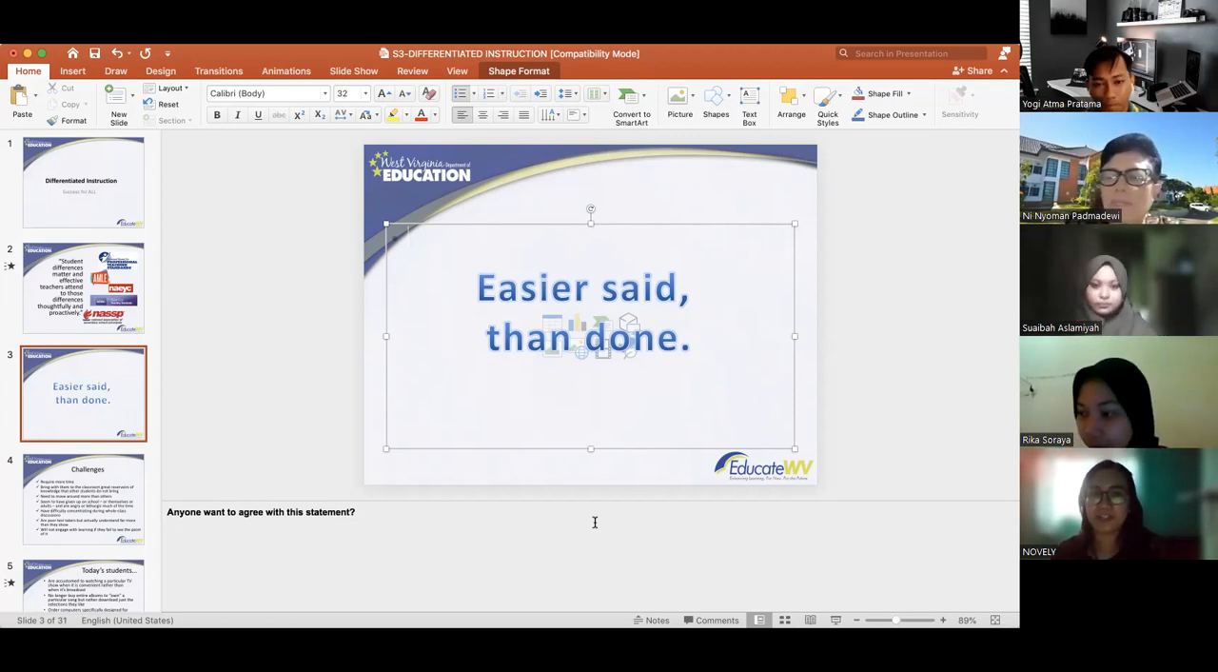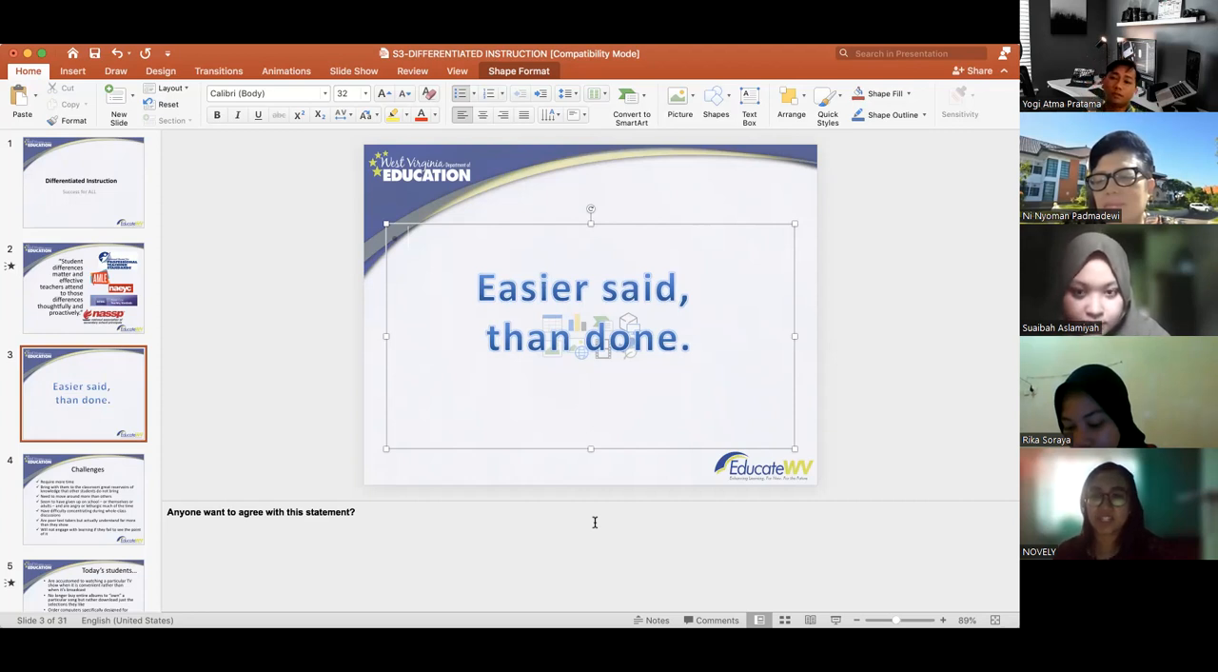Yes, in my opinion, ma'am, I totally agree with this one. And just like Rika said before, the teacher in the classroom lacks time to differentiate the instruction, differentiate the task, and control the classroom.